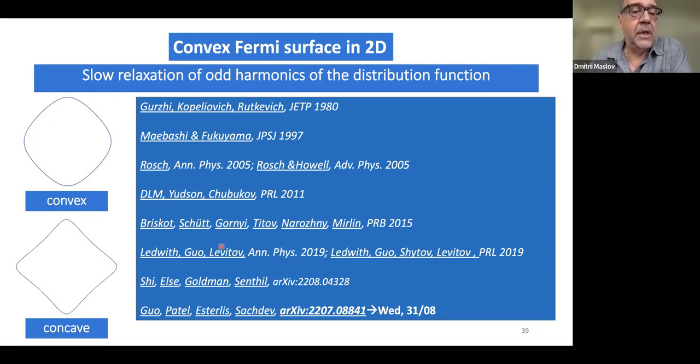And if you are like me, always confusing convex and concave, just to avoid my mistake, this is a convex Fermi surface. This is a concave Fermi surface. I hope that I did it right. And the difference is that the second one has inflection points, and the first one doesn't.